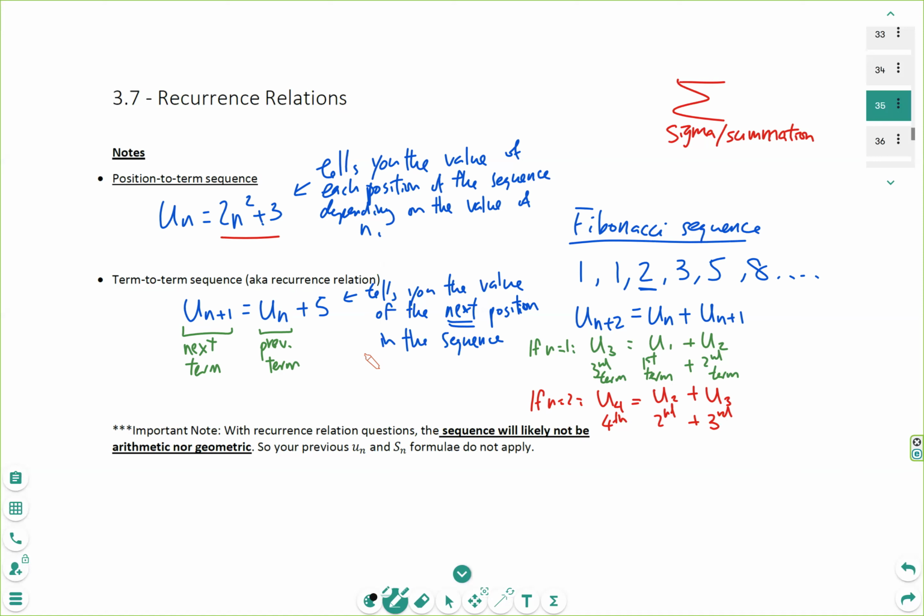Right, so let's have a look at this one. Important note: with recurrence relation questions, the sequence will likely not be arithmetic nor geometric.